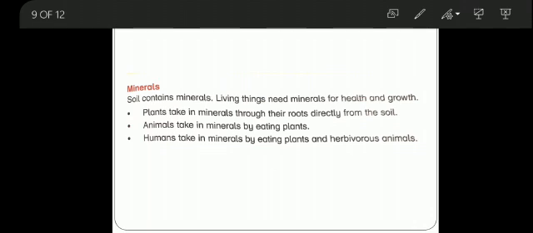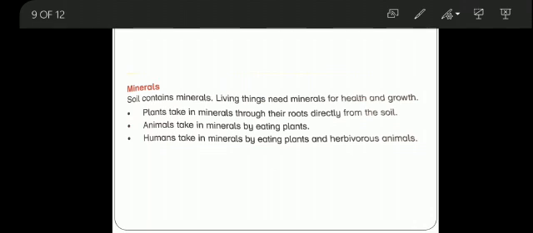Animals take in minerals by eating plants. Animals eat plants like goat, cow, horse. They all eat plants, and the mineral present in the plant body is transferred into the animals.